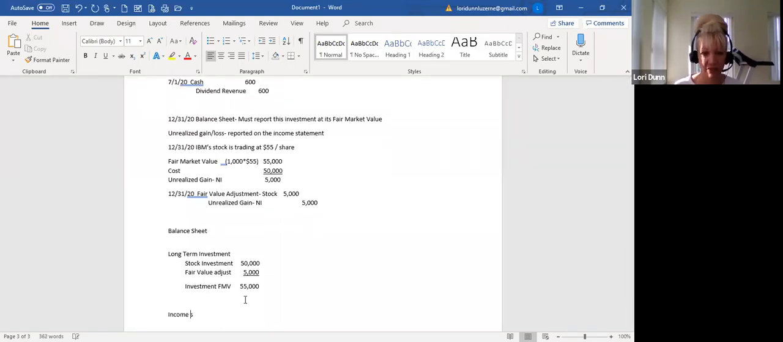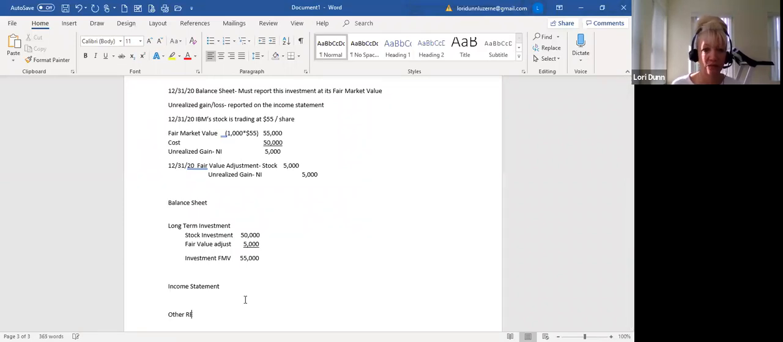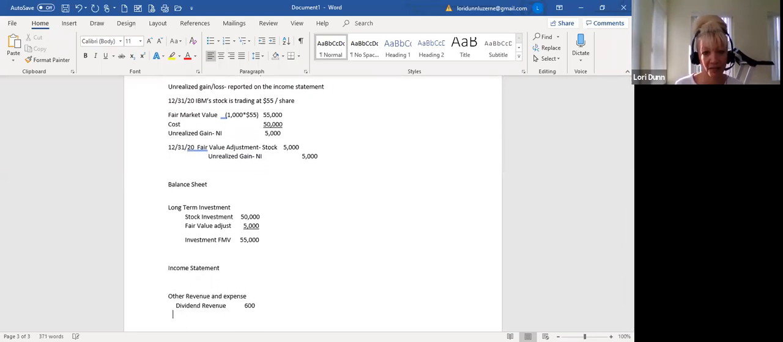How about the income statement? Well, there's actually two things from this year that are impacting our income statement. In the other revenue and expense area, the company will report dividend revenue. Remember, they received a $600 dividend. I believe that's what it was up here, yep. And unrealized gain of $5,000. So those two items are both going to increase net income.